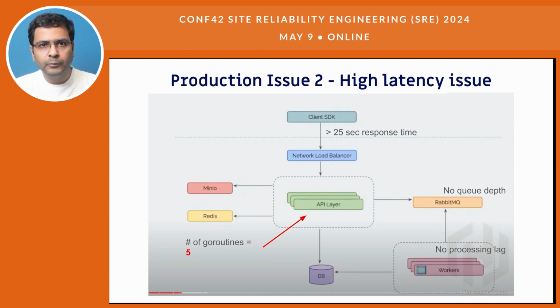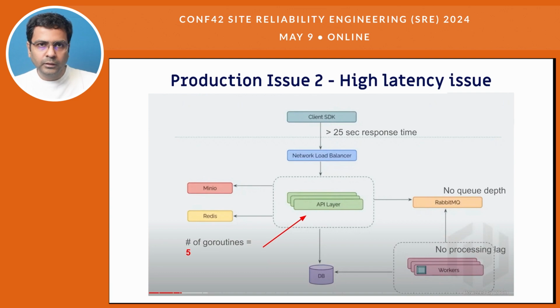We spent a lot of time debugging this issue, and ultimately we discovered it was related to the number of Go routines that we had on the API side, which would process the results from RabbitMQ. For example, our flow was that the client SDK would call our NLB or ALB. The API would send a message to RabbitMQ. The workers would then consume that message and produce the result. It would be updated in the database, and it would also send another message to RabbitMQ that the processing is done, along with some other metadata.